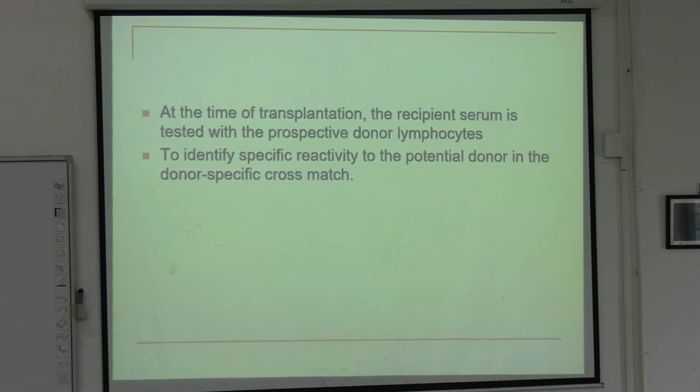So at the time of transplantation, the recipient's serum is tested with the prospective donor lymphocytes to identify specific reactivity to the potential donor in donor-specific cross-matching.